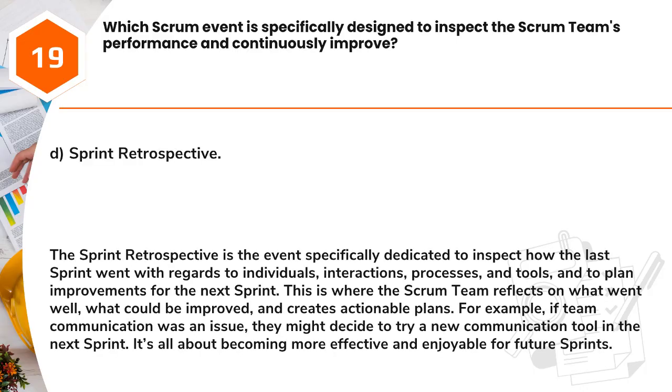Answer: D. Sprint retrospective. The Sprint Retrospective is the event specifically dedicated to inspecting how the last sprint went with regards to individuals, interactions, processes, and tools, and to plan improvements for the next sprint. This is where the Scrum team reflects on what went well, what could be improved, and creates actionable plans. For example, if team communication was an issue, they might decide to try a new communication tool in the next sprint. It's all about becoming more effective and enjoyable for future sprints.